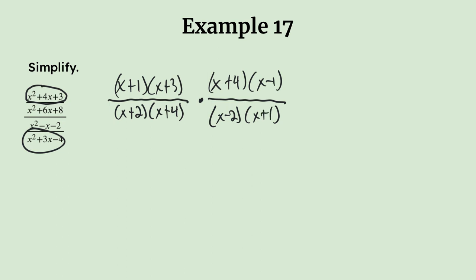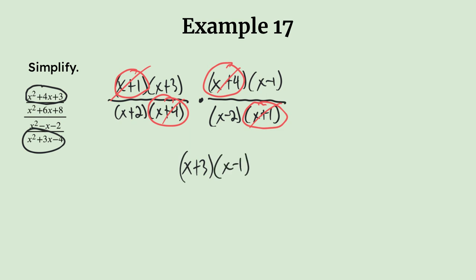So before we get going, we can simplify since it's multiplication here. Anything that's on the top and bottom, we see we've got x plus 1 and x plus 1. Those cancel out. So we've got x plus 4 and x plus 4. Those cancel out. So that leaves us with x plus 3, x minus 1 over x plus 2, x minus 2.